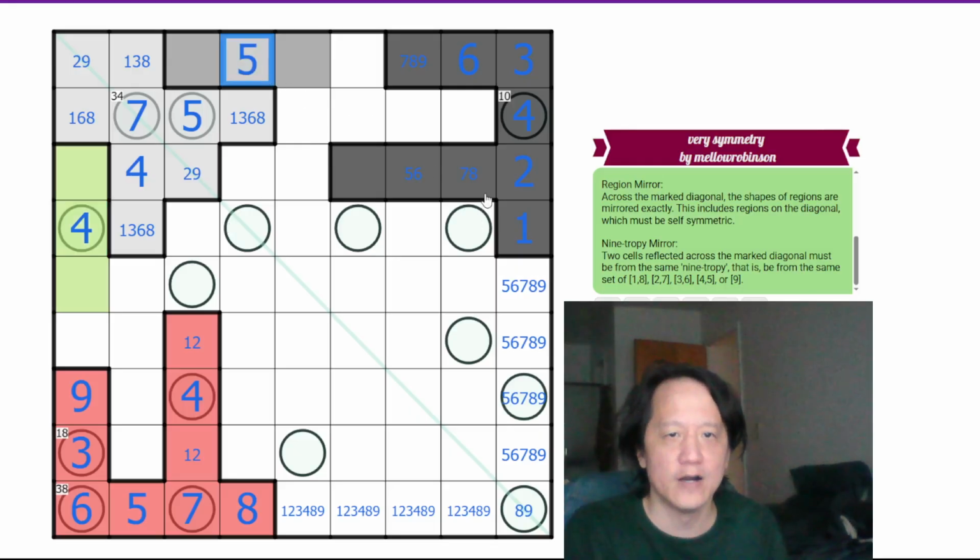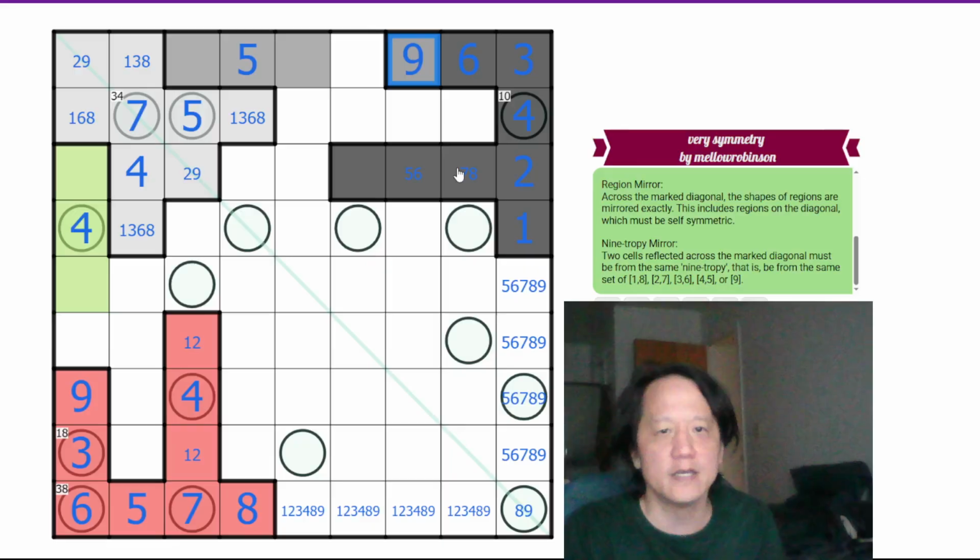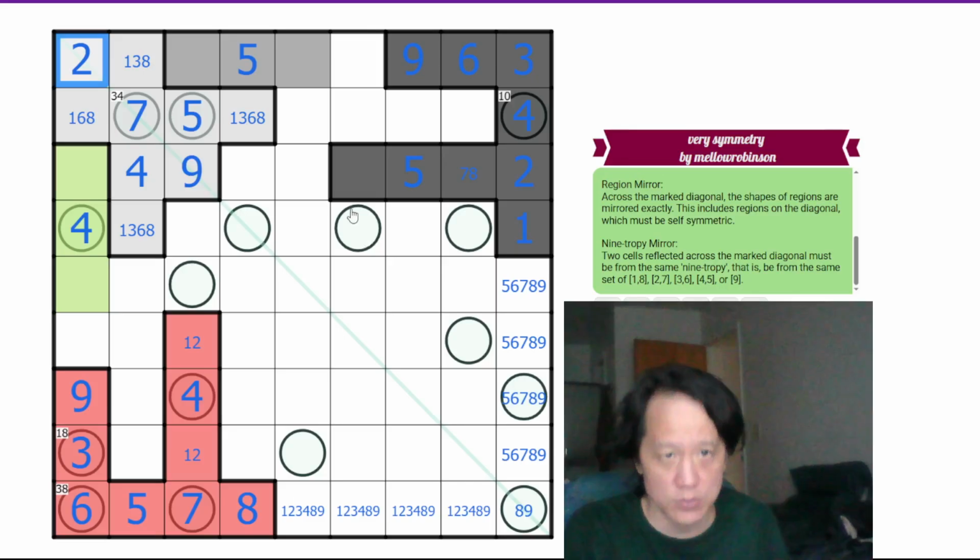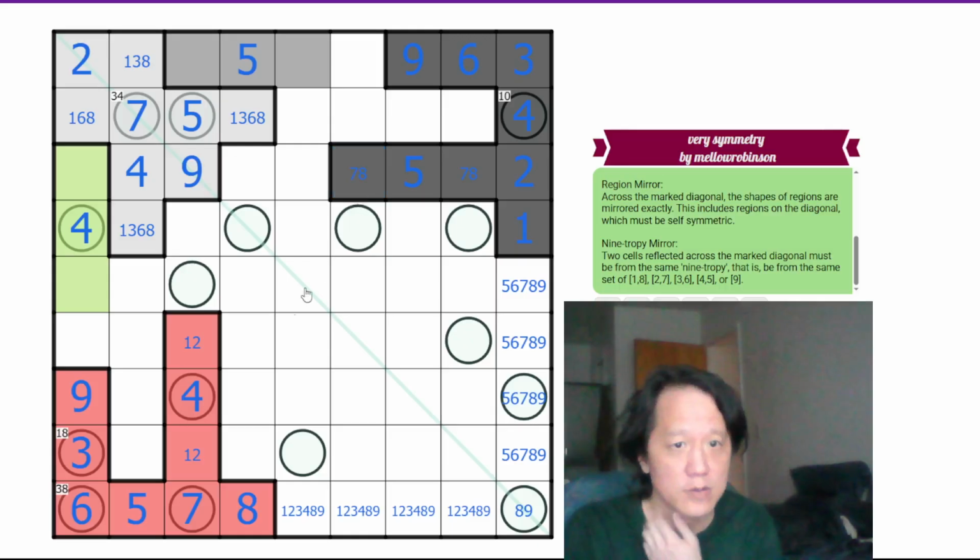4 and 5. 9 and 9. And this has to be 5 and 4. And the 2 eliminates 2 here, so it's 9, which makes that 2. That leaves us a 7-8 pair. Okay.